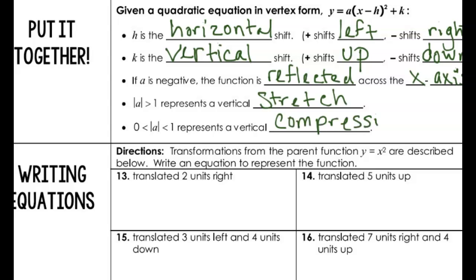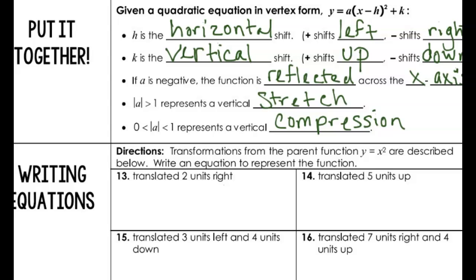And if it's less than 1 but greater than 0, so if it's a fraction, we're going to say that it's a compression. So the idea here then is for us to be able to take each of these transformations and then actually go backwards and write equations for them. So we're going to write these in the form at the top here. So y equals a times x minus h squared plus k. And we're going to look at what they've asked us to do.